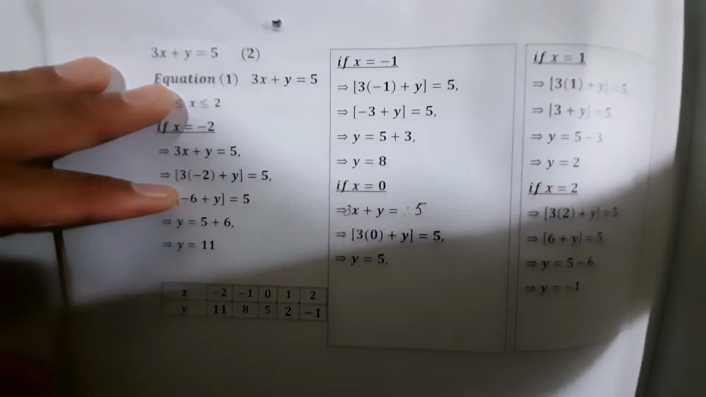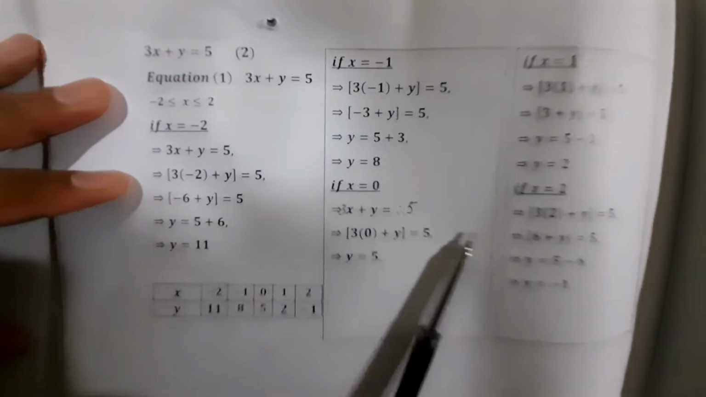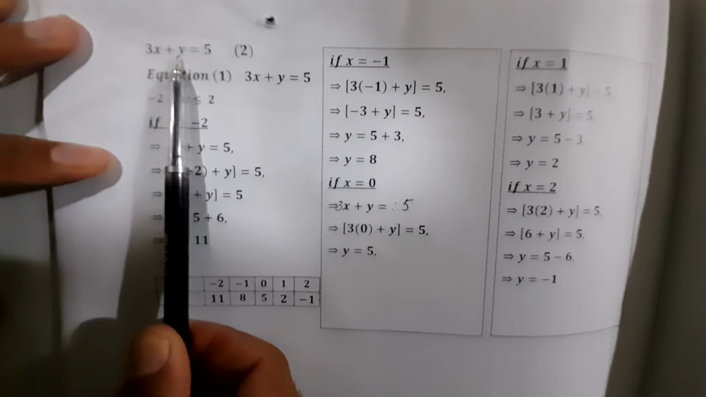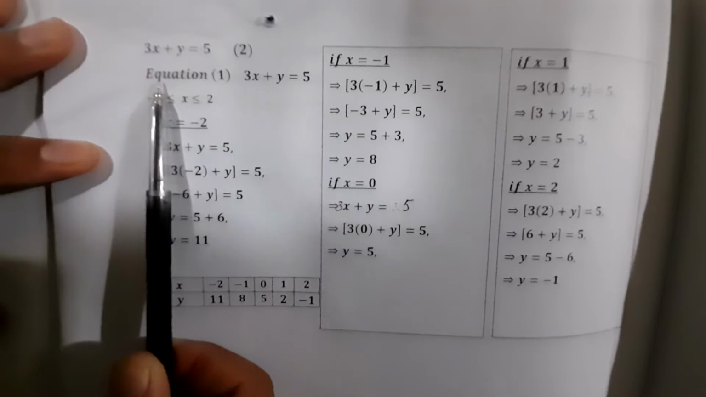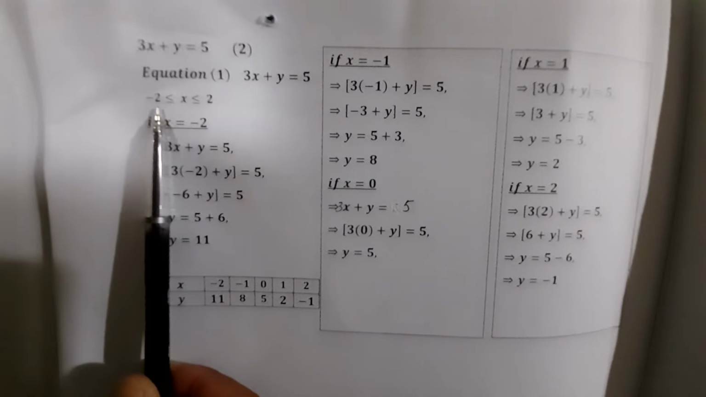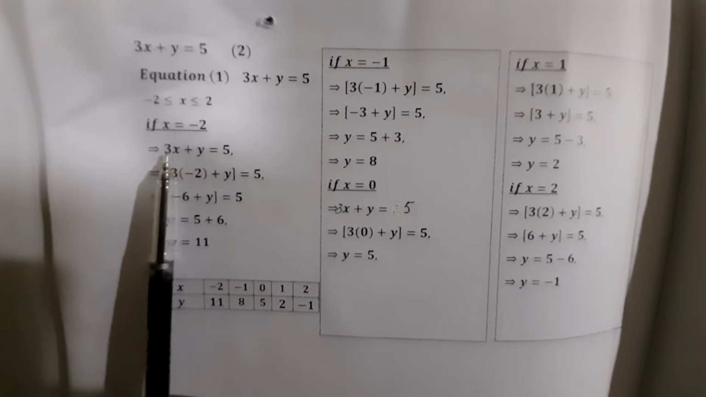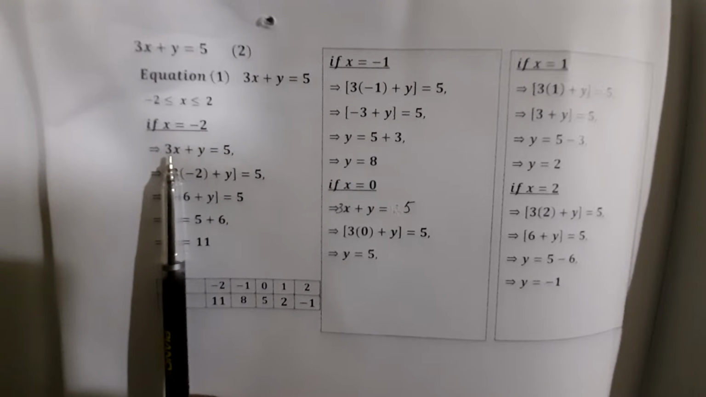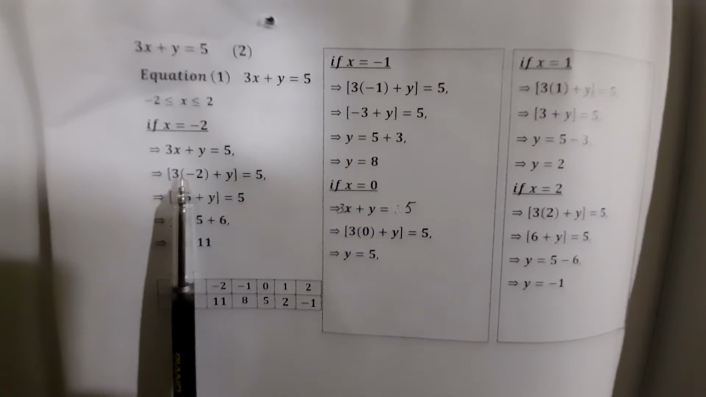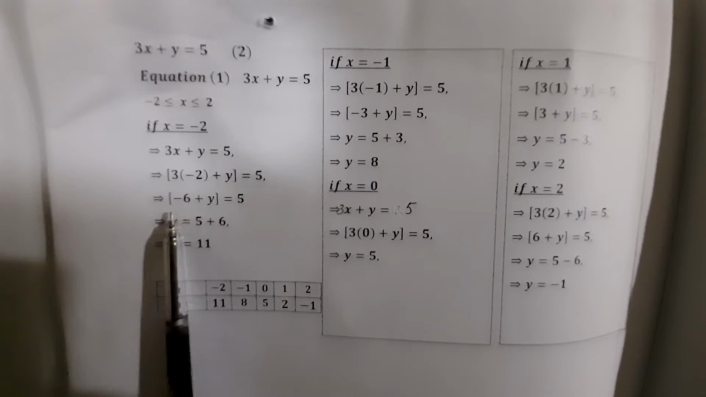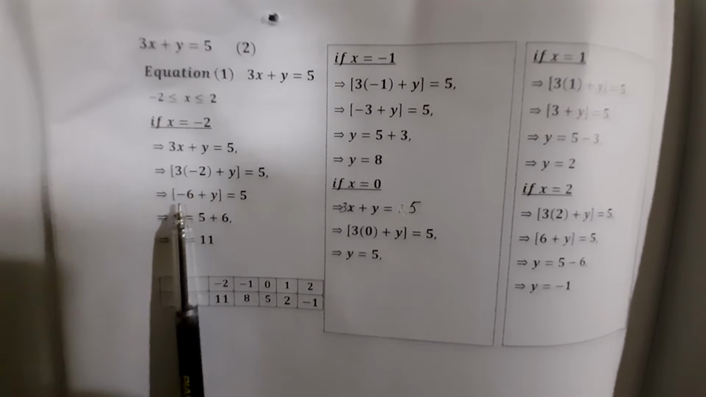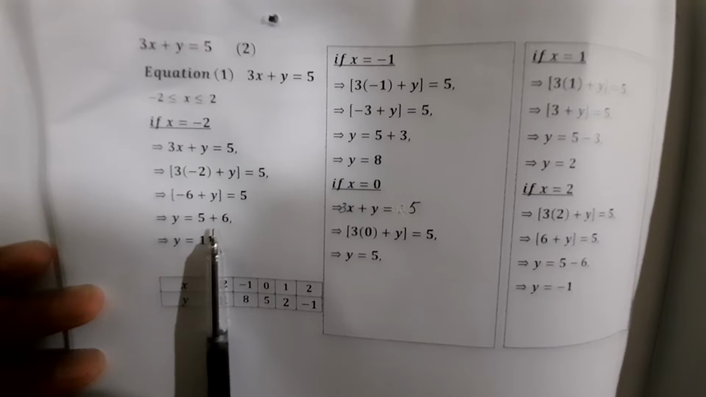So now we'll be moving to the second equation of this question. This is practice now 4. 3x plus y is equal to 5. So we'll be moving the value of x from -2 to 2. So if the value of x is -2, then putting the value of x in this equation, 3x plus y is equal to 5. So 3 into -2 plus y is equal to 5. So 3 multiplied by -2 is -6. So we'll be taking -6 on the right hand side of the equalizer. It will become +6. So y is equal to 5 plus 6, y is equal to 11.